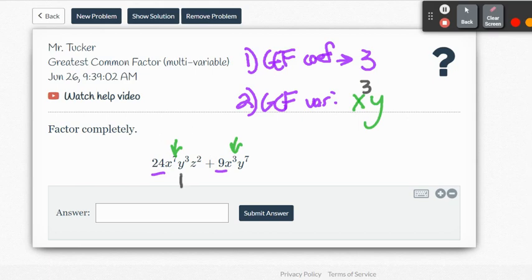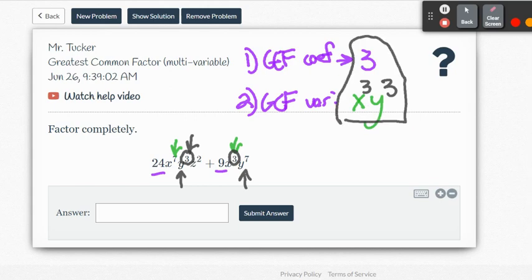Then I look at the y's. I've got y to the 3rd and then y to the 7th. The lowest power is what's in common between 7 and 3. So this 3 is the lowest for the y's, and this 3 over here for the x's was the lowest there. So x to the 3rd power, y to the 3rd power is what I've got as my GCF, the variable part. Now I've got to put these together. The coefficient goes in front of the variable part. So my amount that I'm going to factor or divide out is 3x to the 3rd, y to the 3rd.